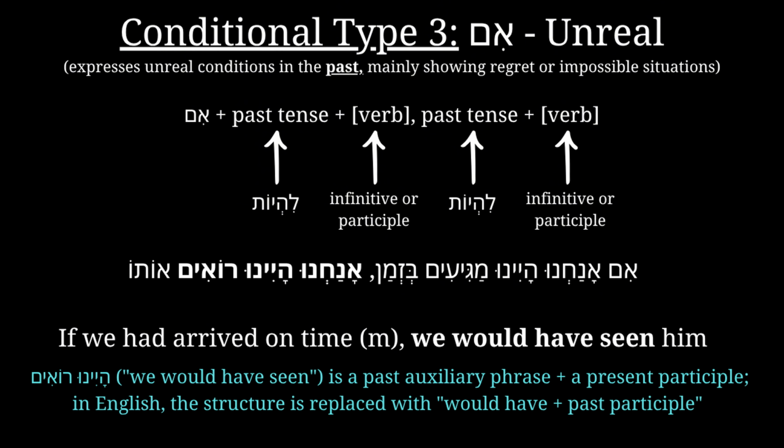"Hayinu ro'im", we would have seen, is the past auxiliary phrase with a present participle. In English, the structure is replaced with would have plus a past participle. This is how conditional type 3 works in Hebrew, but at this point, things are getting a bit too complicated, because such phrases are not said that often in speech. When learning the Hebrew conditionals and how to use them in context, try to use type 1 and 2, because they're the most used in spoken Hebrew.